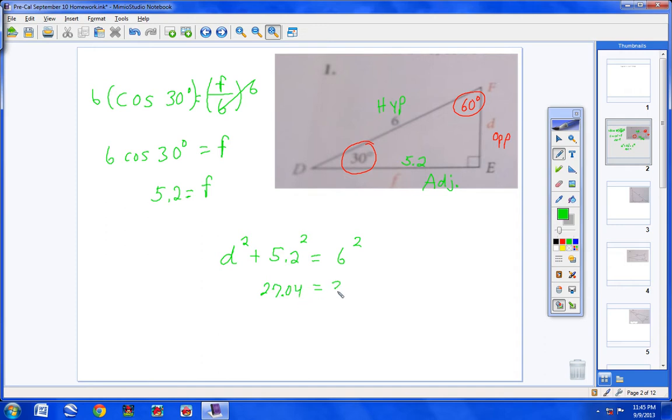And if you square 6, you'll get 36. And then, of course, we're going to bring the 27.04 over and subtract it from 36, make it a negative 27.04. And if you do that correctly, you will get 8.96. And then we take the square root of both sides. And we should get 2.99, which I'm going to round to 3. So d equals 3. So there we go. Moving on, not too bad. So the three things we had to find was this angle here, and then this side here, and then this side here. Not too bad.